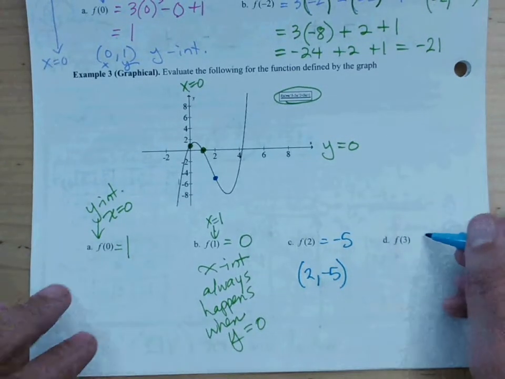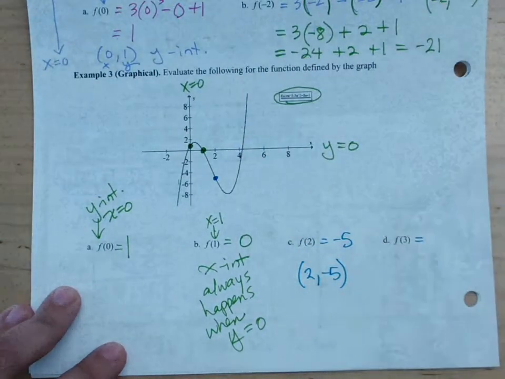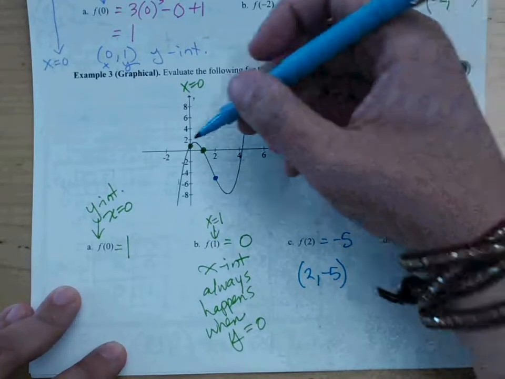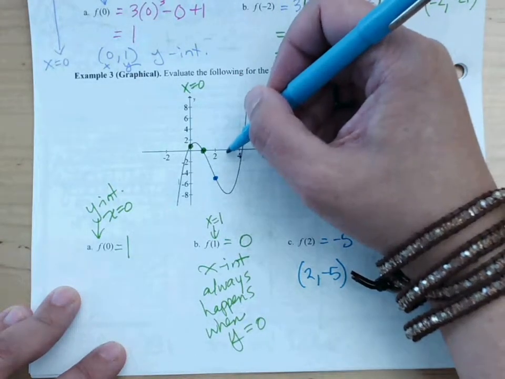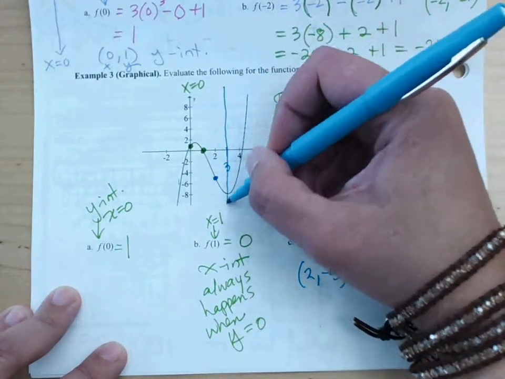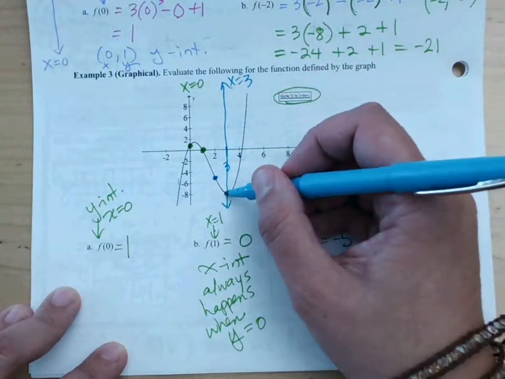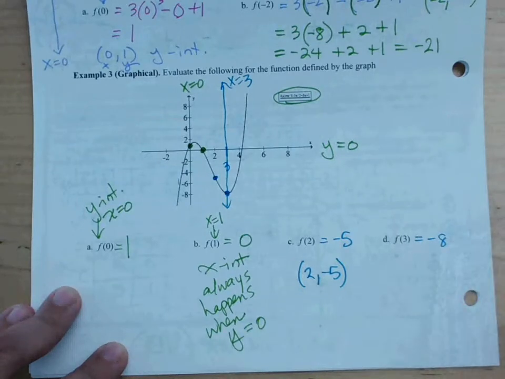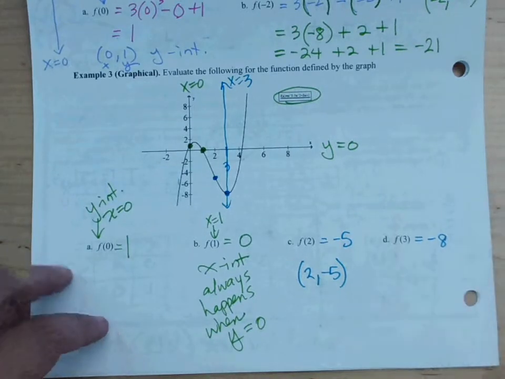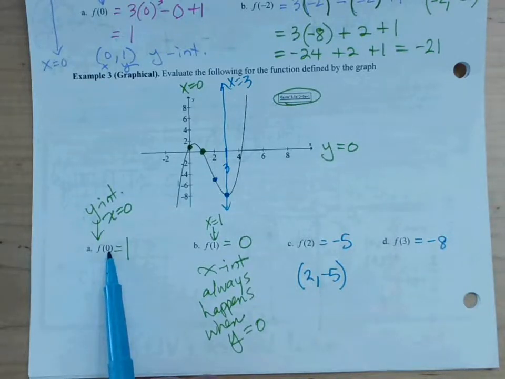Okay, what about how do I get to f of 3? F of 3 is where x equals 3. I go over here to 3. This is where x equals 3. Remember this whole vertical line right here is x equals 3. Where does it intersect with my graph? Negative 8. Excellent. Okay. Any questions on that for the graph? So essentially the number in parentheses in f of that number is always the x value. Okay, let's go ahead on to the next page.